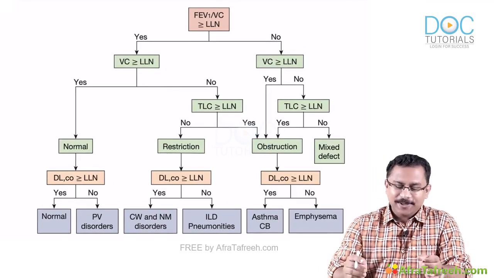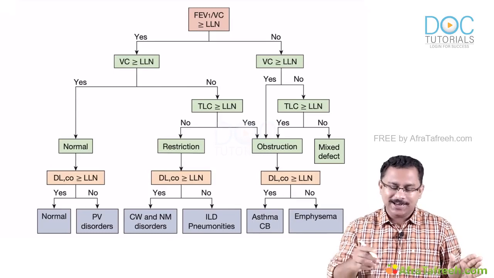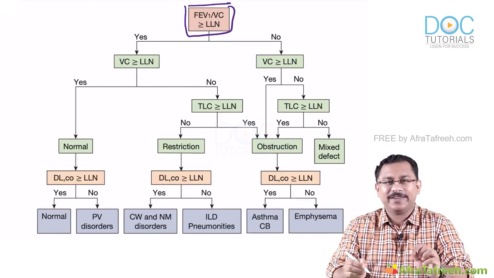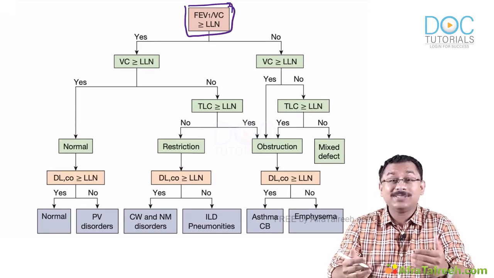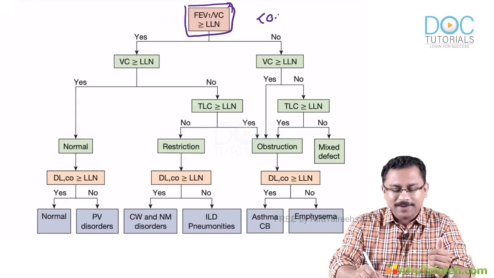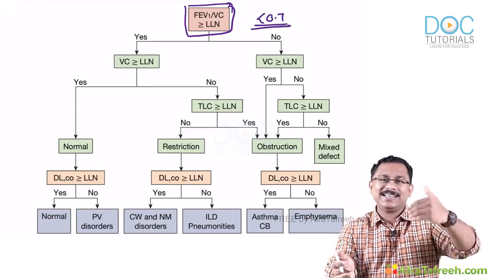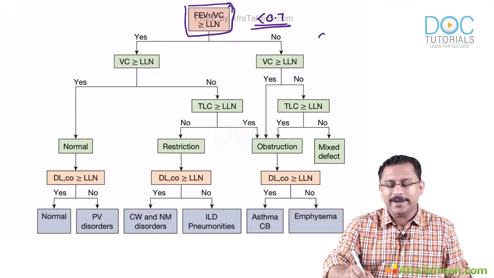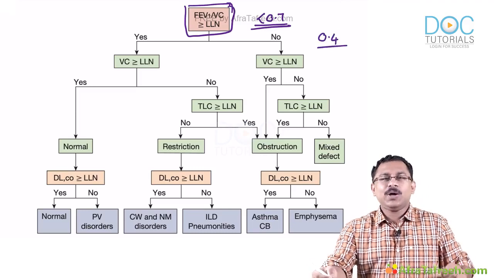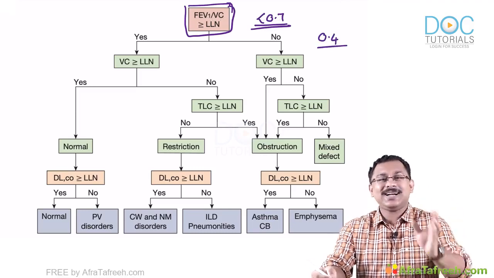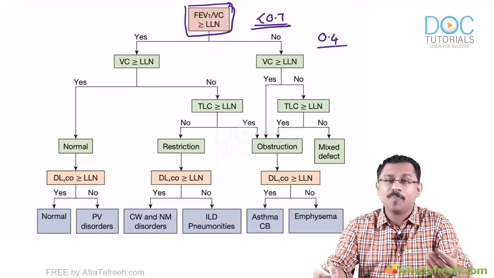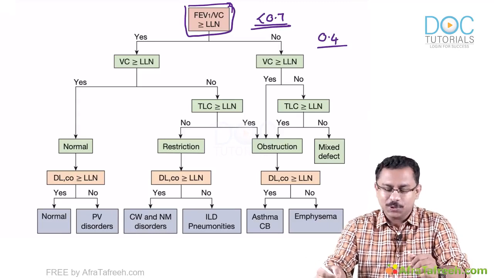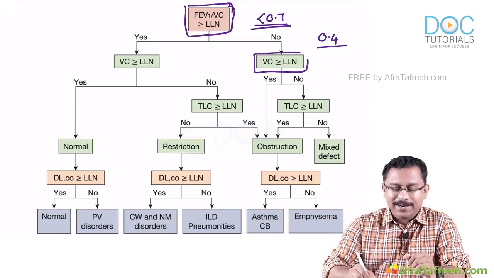Okay. All right. Now, having understood this part of the flow chart, let's go to the other side. What if you have done an FEV1 to FVC and you find that the value is less than 0.7, as per the GOLD criteria? Suppose you take the value to be around 0.4. This is the scenario where you should consider obstructive lung disease as a top possibility, a lower value of FEV1 to FVC ratio. In such a scenario, go for the vital capacity.